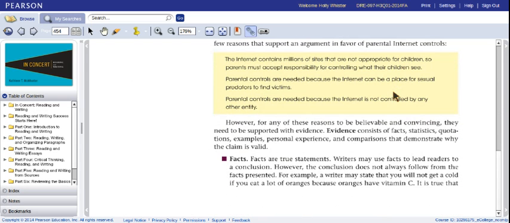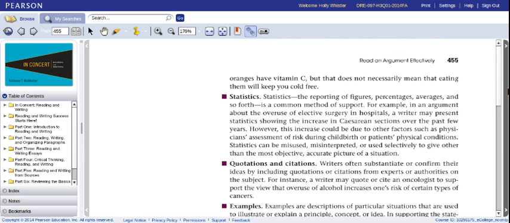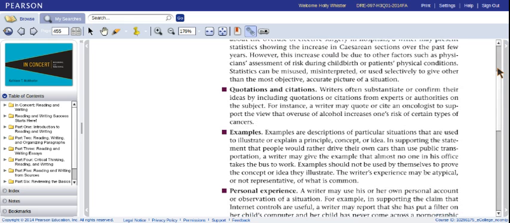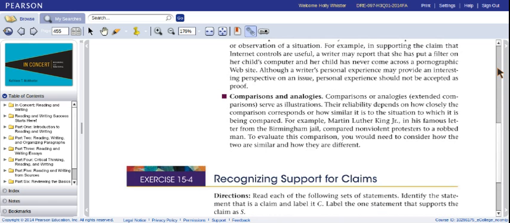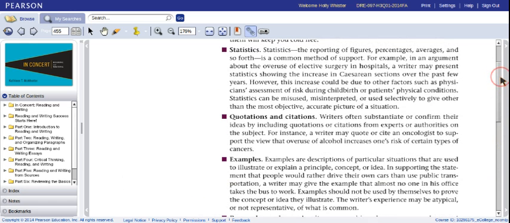So, those types of support that are good for arguments, first of all, facts. Facts are things that can be proven to be true. Okay, you have statistics, which tends to be figures, visuals, percentages, averages. These are very common pieces of evidence. You also have quotes and citations. Quotes need to be from experts or authority figures, and you need to include their authority on the subject, what makes them an authority. So, for instance, what makes a doctor an authority on child abuse? Well, he or she evaluates and sees kids every day.